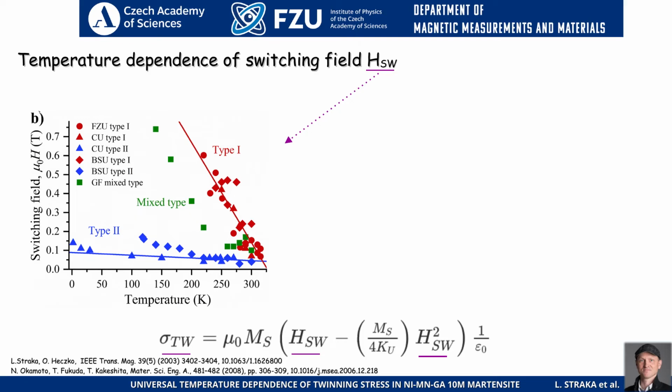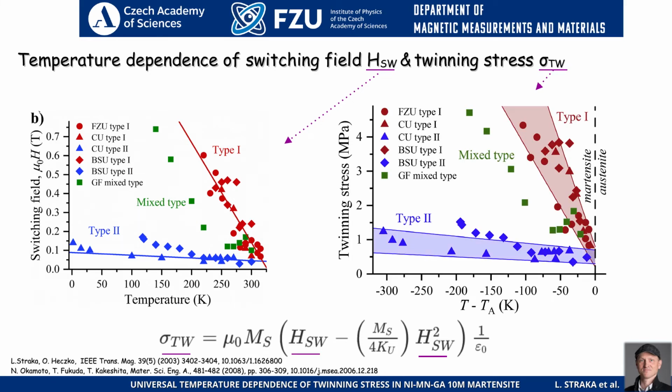And more importantly, from this switching field, what we obtain is the twinning stress using this formula. Again, it's plotted as a function of relative temperature. It means distance from martensite transformation.